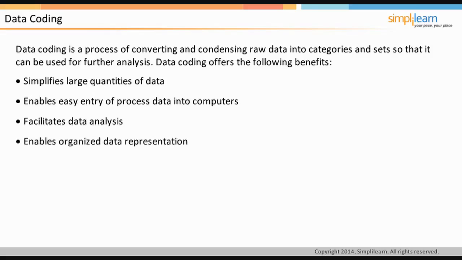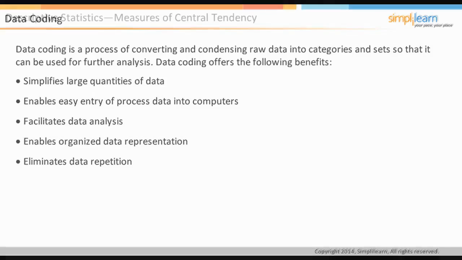Data coding also enables organized representation of data. Division of data into categories helps organize large chunks of information, thus making analysis and interpretation easier. Data coding also ensures that data repetition does not occur and duplicate entries are eliminated so that the final result is not affected. In the following screen, we will discuss measures of central tendency of the descriptive statistics in detail.